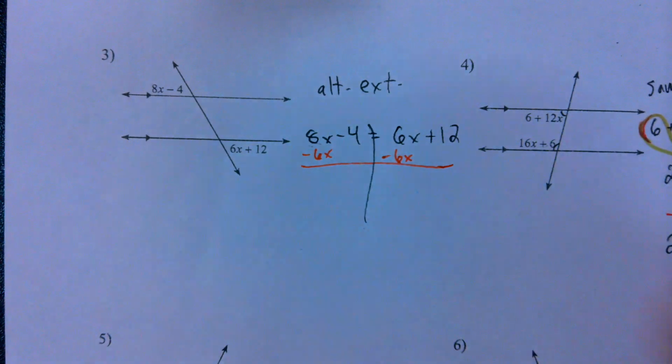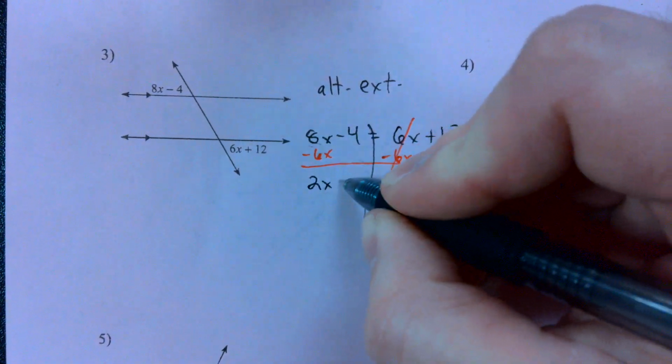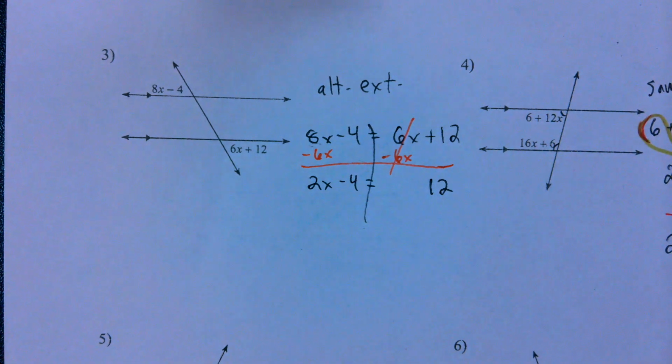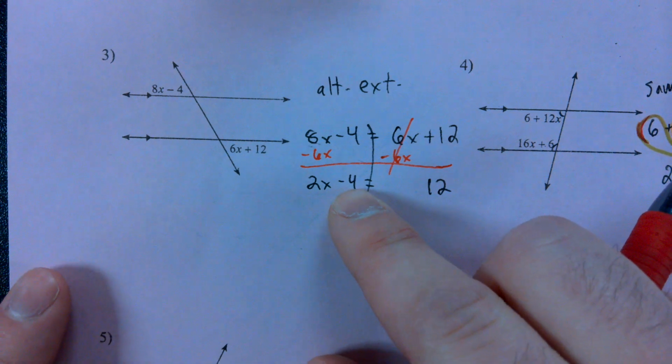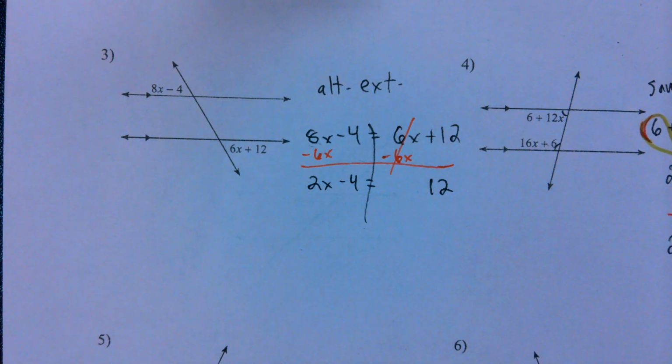Thank you, Victor. Great job. Get rid of those 6x's. 8x minus 6x is 2x. Minus 4 equals 12. So we brought our variable term over to the left. Now we're going to bring this constant term, -4, over to the right. So are we going to subtract 4 from both sides or add 4 to both sides?